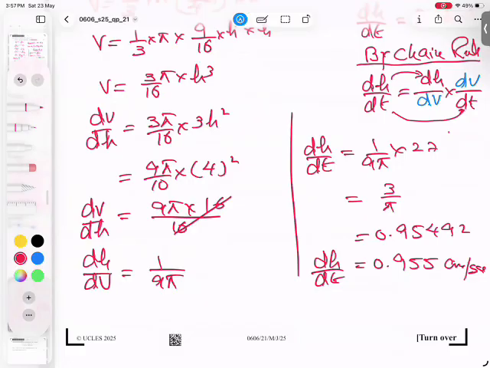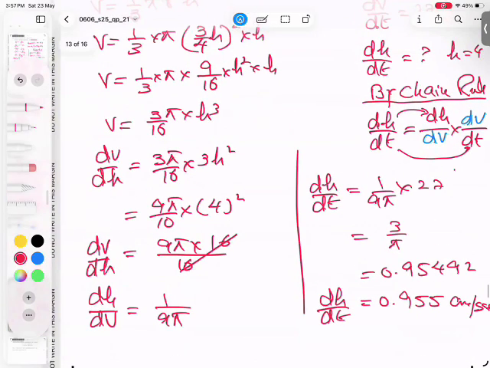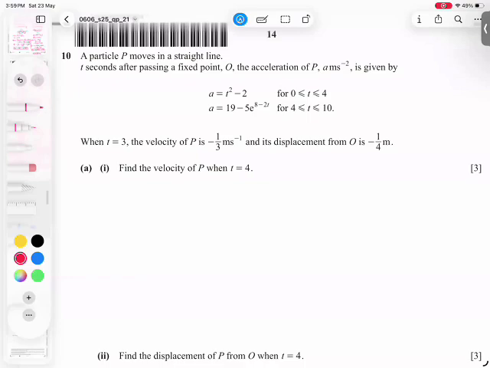I hope the concept of the question is completely clear. Question number 10: a particle moves in a straight line after a fixed point O. Accelerations are given for 0 to 4 and 4 to 10. So there are two different kinds of motion. You can see clearly, when time is 3, velocity is this, and displacement is this. So find the velocity when time is 4. So how to find it, students?